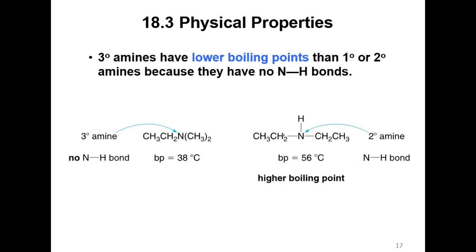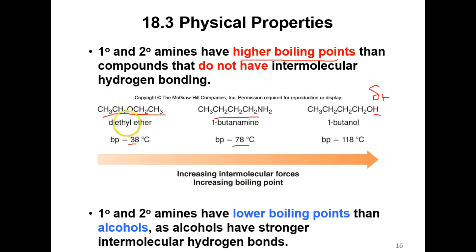Tertiary amines, on the other hand, have very low boiling points because you don't have a hydrogen to really form hydrogen bonding. So tertiary amines have almost the same boiling points as an ether. So you can tell this 6-carbon amine has the same boiling point as a 4-carbon ether.